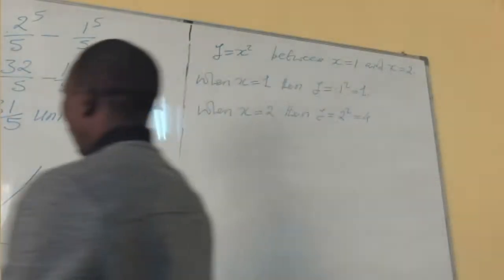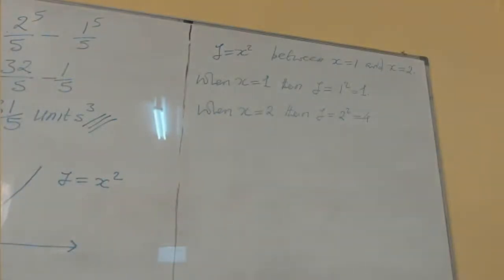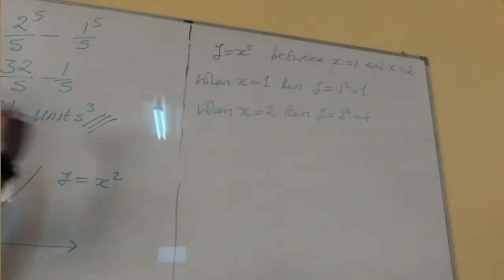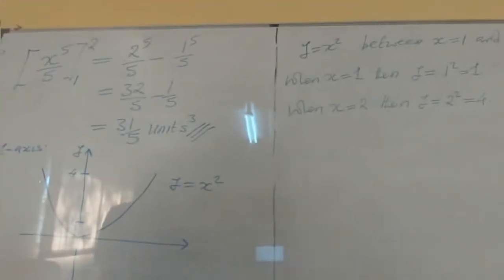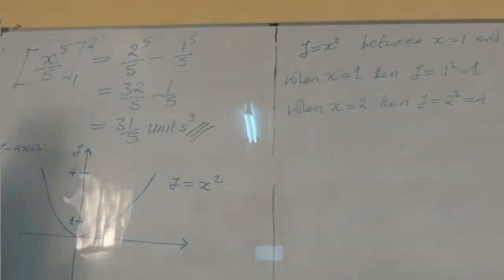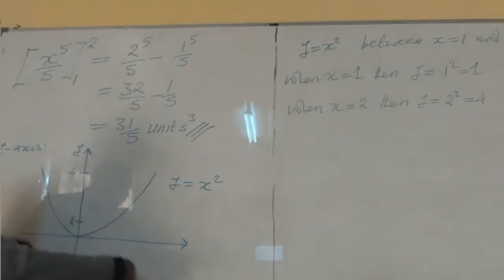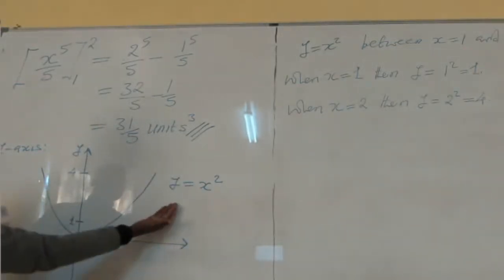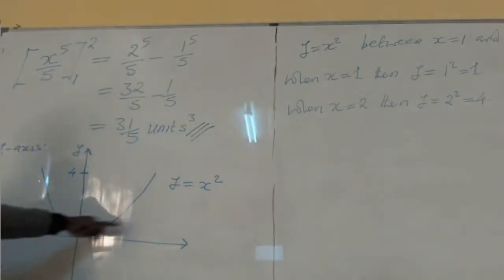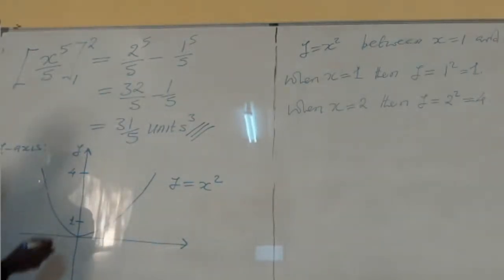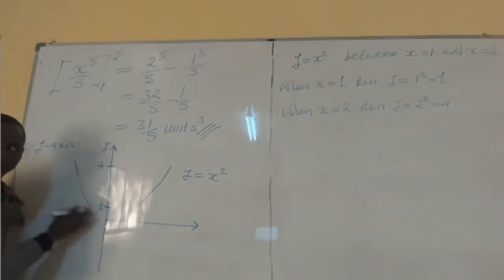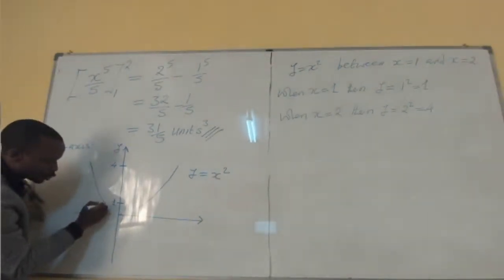So now this is 1 and 4. When you rotate it, remember this is the curve. Now instead of rotating it along the x-axis like this, we decide to rotate it with respect to the y-axis. So what we are going to have is this portion around here.